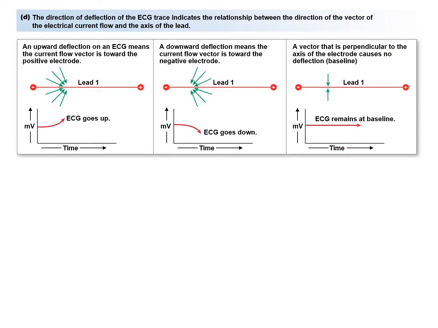And so this is in your book. If you have upward deflection, that means more of the current flow is heading towards that positive node. You see an upward deflection. If more of the current flow is heading towards a negative lead, you would see it down. If it's equal in both directions, then it may be steady. Now, it doesn't mean there might not be a lot going on. It's just that the net electrical activity is not moving.